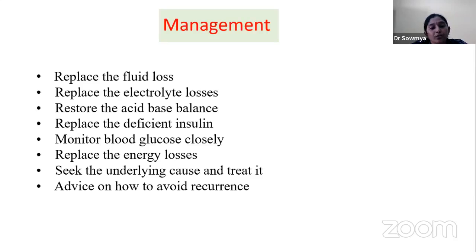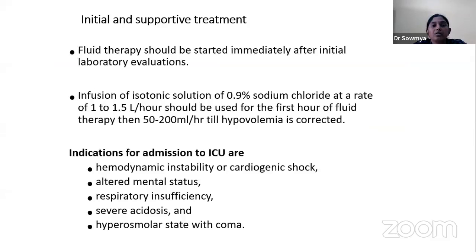So what is the cause of urinary tract infection for her? Whether it is inadequate intake of water, or is there any bladder diverticula, or any reason for repeated infections, we have to avoid the recurrence. Coming to the initial and supportive management, it is mainly fluid therapy and insulin infusion. For fluid therapy, initially we have to give normal saline, almost 1 to 1.5 liters per hour. After that, accordingly, till hypovolemia is corrected, we have to give around 50 to 200 ml per hour.